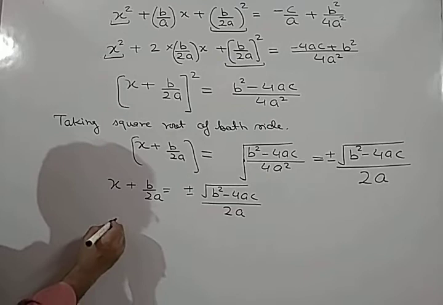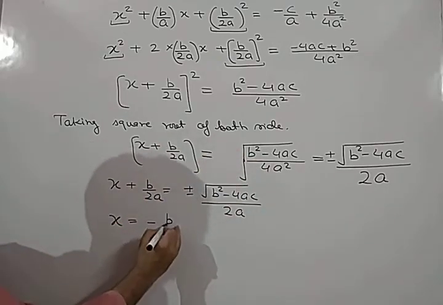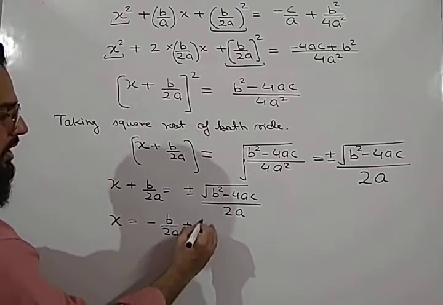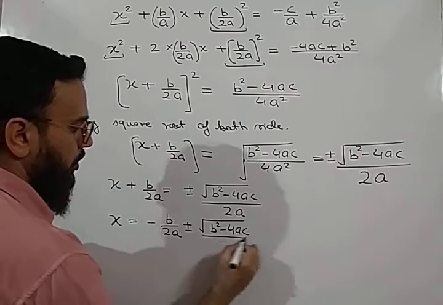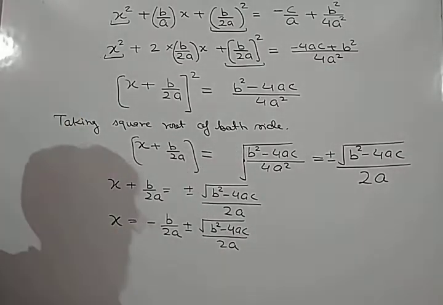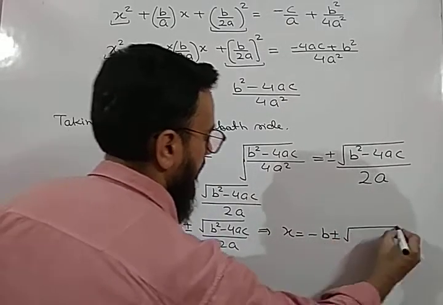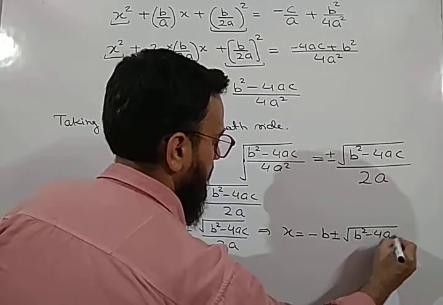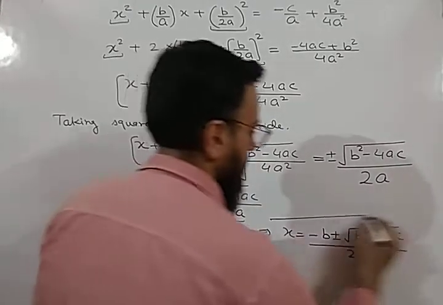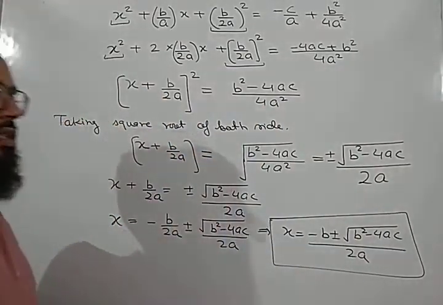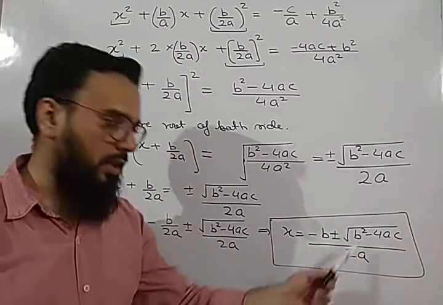What will be the value of x? Taking this b by 2a to the right hand side, x will be equal to minus b by 2a plus minus under root b square minus 4ac upon 2a. Or we can write it in a simpler way, x is equal to minus b plus minus under root of b square minus 4ac and whole upon 2a, by taking 2a as LCM. So this is our formula: x equals minus b plus minus under root b square minus 4ac whole upon 2a.